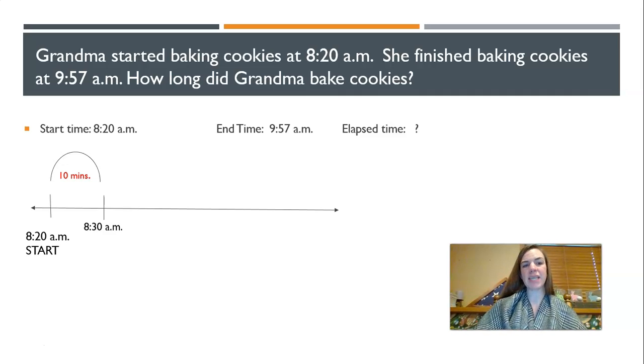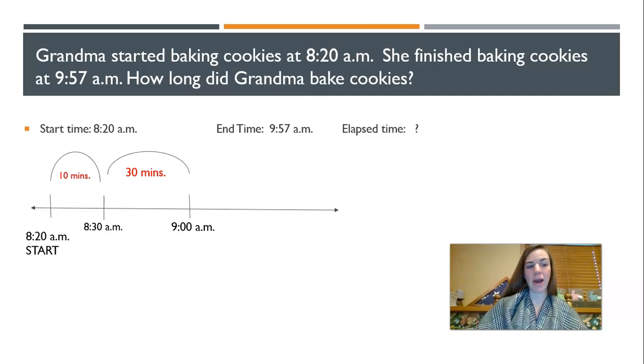So the next thing I want to do is I want to get to a next friendly hour. And I know the next hour after 8:30 is going to be 9 o'clock. So I'm going to hop 30 more minutes. So far, now I've gone from 8:20 to 9 o'clock, but I'm not done yet because her end time was 9:57. So I'm going to think, what would be my next friendly time to get to? Well, I know 9:57 is in the same hour as 9.